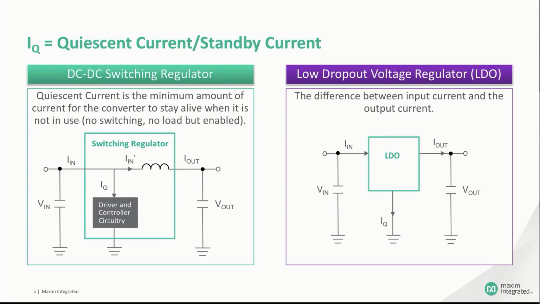Let's look a bit more into the manifestation of quiescent current. In a DC to DC switching regulator, quiescent current, or IQ, is the minimum amount of current for the converter to stay alive when it's not in use. No switching, no load, but enabled. It is the nominal current used while on in a minimal state. The IC is turned on and ready to work. All of the IQ simply travels inside the IC to ground.